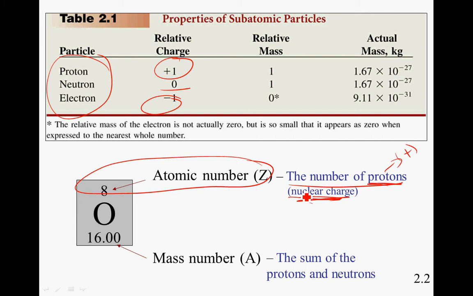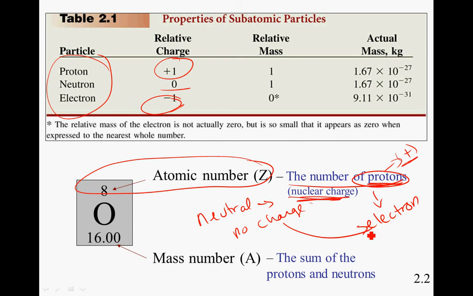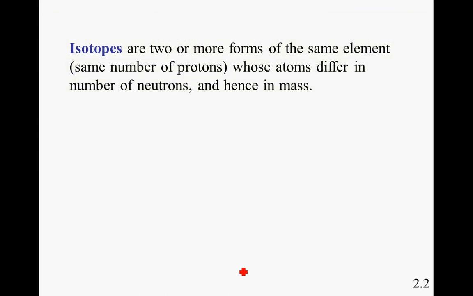But if an atom is neutral, meaning that there's no charge, the positive of the protons and the negative of the electrons cancel out, which means this can also tell us how many electrons there are. Officially, it tells us the number of protons, but if it's neutral, it can tell us the number of electrons. And the electrons are what actually determines its reactivity. Let's move down to the mass number on the next slide.